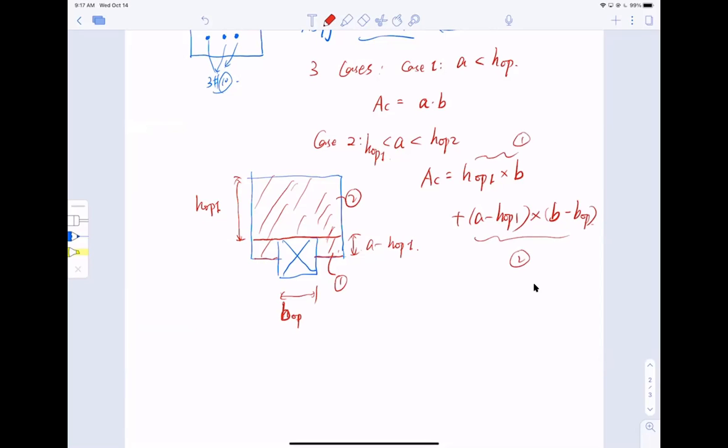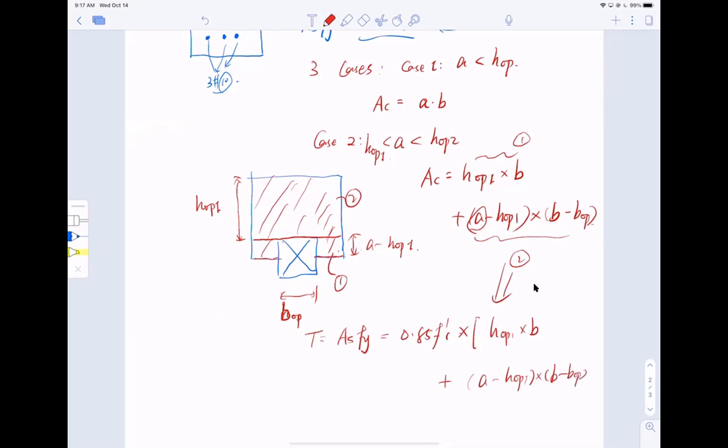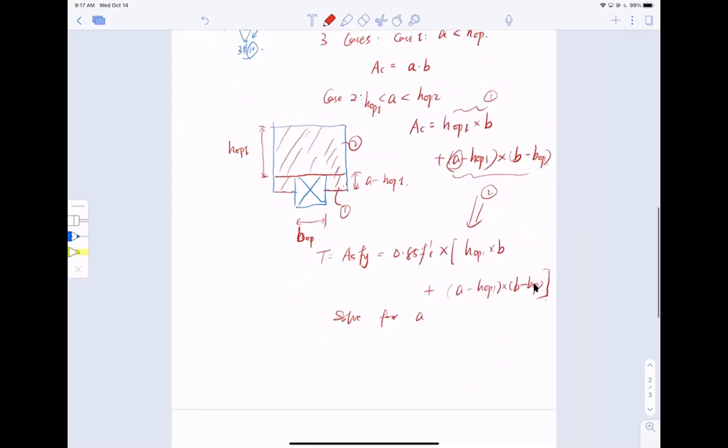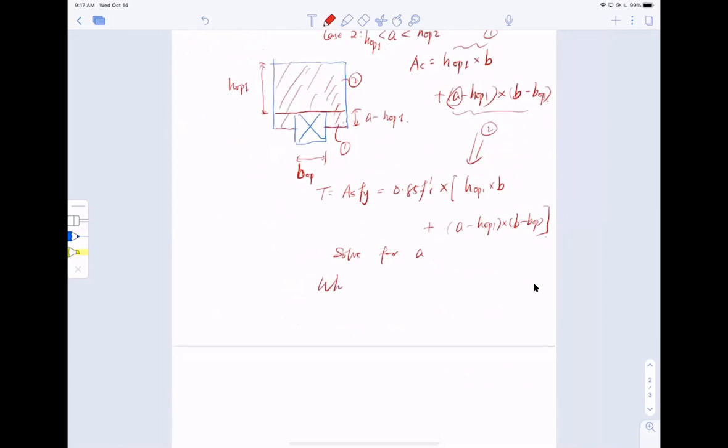So I can still determine my a using this because AsFy, which is the tension, has to equal the compression. So 0.85 f'c, and take this whole thing down here, multiplied by h_op1 multiplied by b, plus a minus h_op1 multiplied by b minus b_op. I can solve for a and get my compression zone, right? So now here's a question, right? So I solved for a. What about the lever arm? What about the jd? Distance between tension and compression.